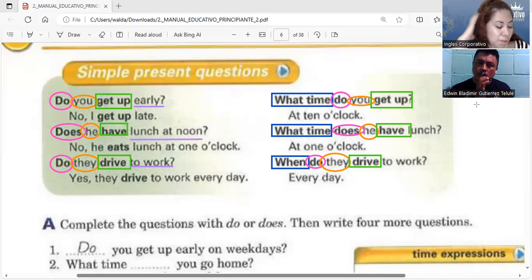Do you have any questions about this? I have one, but I don't know how to formulate it in English. Okay, go ahead and ask.